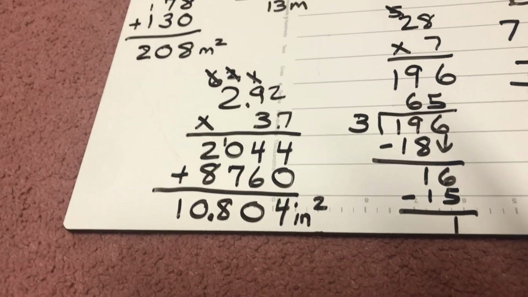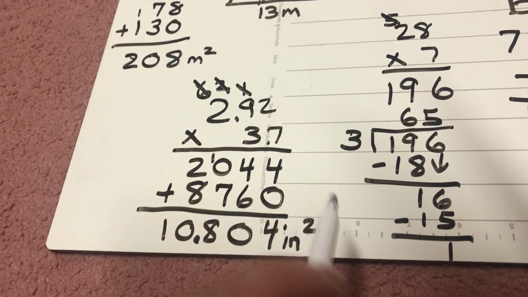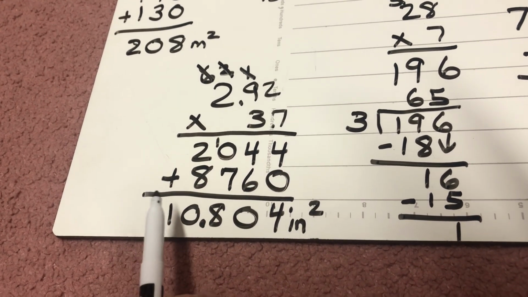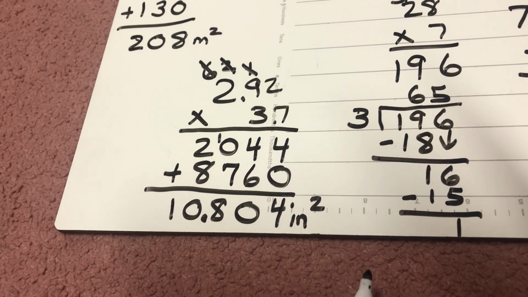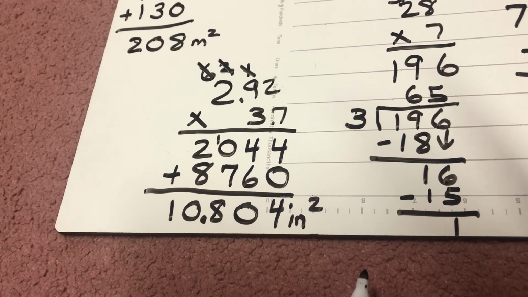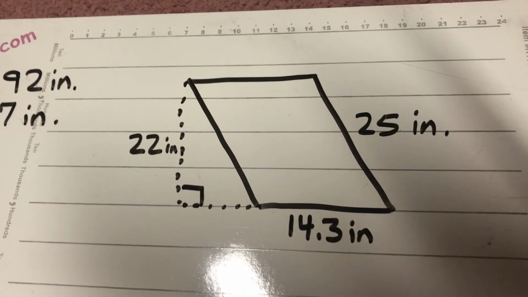If I had squares of carpet that were 1 inch on every side, not very big, I could fit 10 and 804 thousandths of them inside that particular parallelogram. All right, moving right along. Here's another example of a parallelogram.